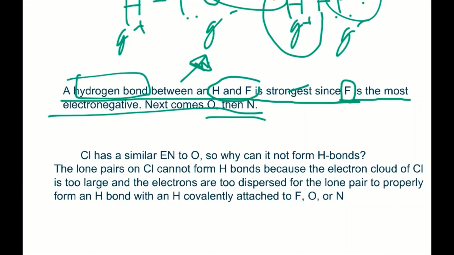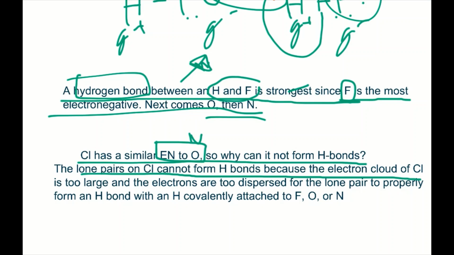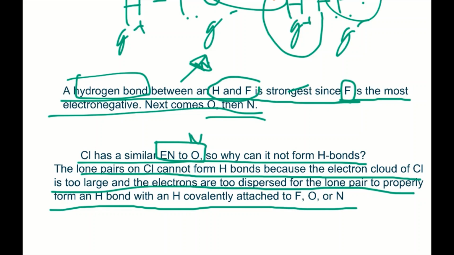Now, let's talk about why Cl cannot form hydrogen bonds even though it has a similar electronegativity to oxygen or nitrogen. Now, the lone pairs on the Cl cannot form hydrogen bonds because the electron cloud of Cl is too large and the electrons are too dispersed for the lone pair to properly form an H bond with an H covalently attached to an F, O, or N. So that's why Cl cannot form hydrogen bonds.